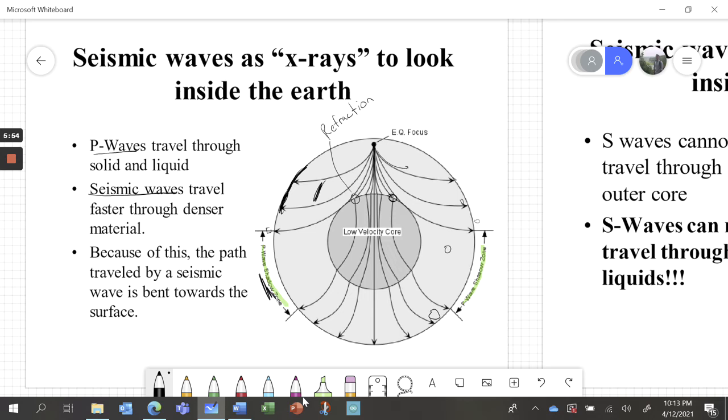So shadow zone. Shadow zone, that is where you cannot feel a quake.